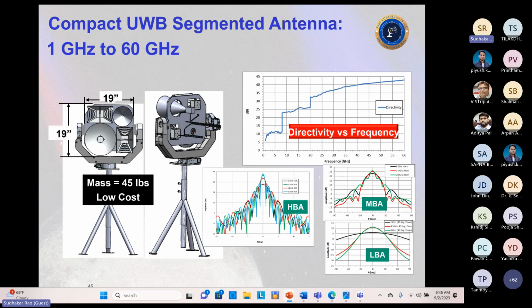So we segmented into 3 bands: low band, mid band, and high band. High band is the reflector. Low band is Vivaldi type, and mid band is a horn. Everything has to be compact. I think it has to be less than 20 inches in size, so we made it 19 inch by 19 inch. Then the gain of the mid band is not sufficient. They want to improve it by 2 dB. So we put a lens on top of the horn to meet the requirements.